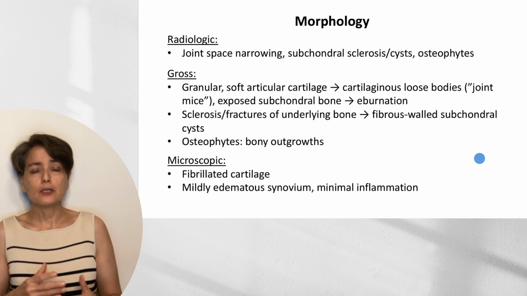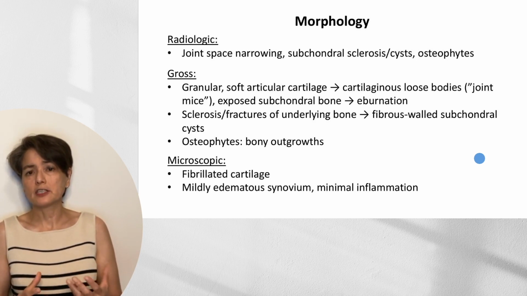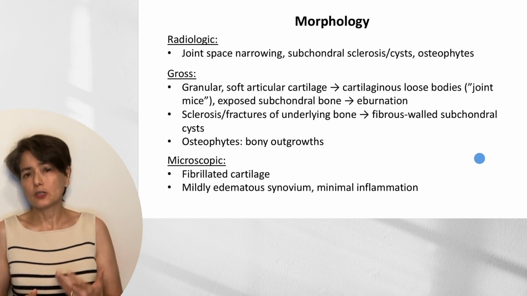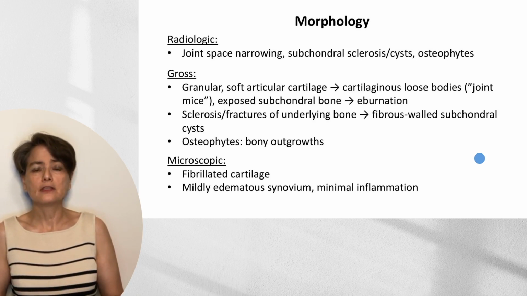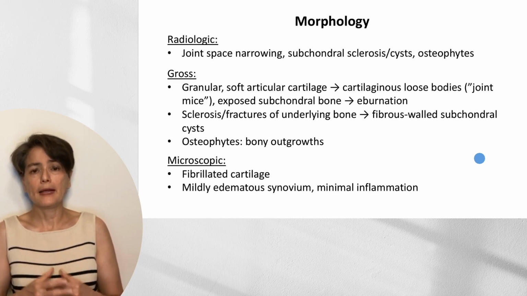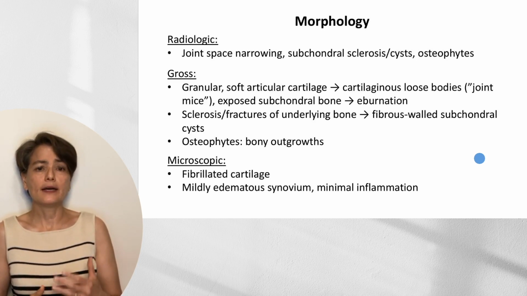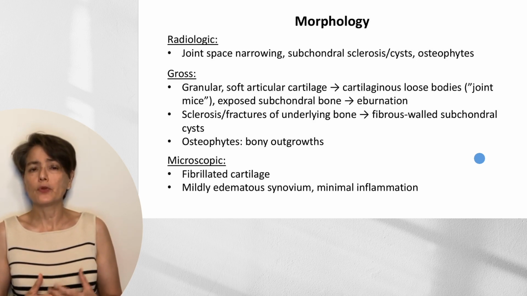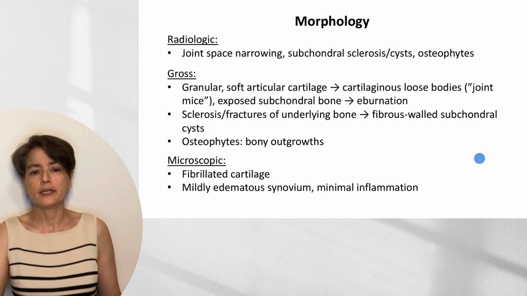Now, we don't typically use histology or microscopy to make a diagnosis of degenerative joint disease. It's a clinical radiographic diagnosis, but we will see these specimens as part of the arthroplasty process, and then we'll recognize there's fibrillated cartilage and synovium that's mildly edematous with only minimal inflammation, although inflammation is present.